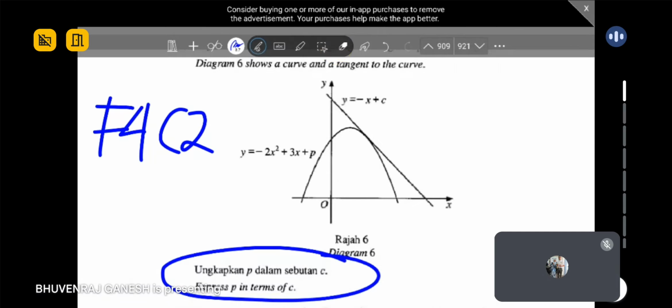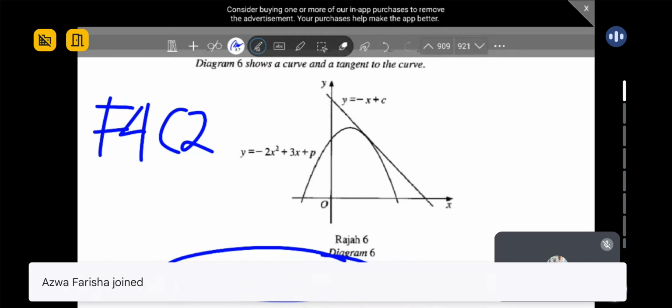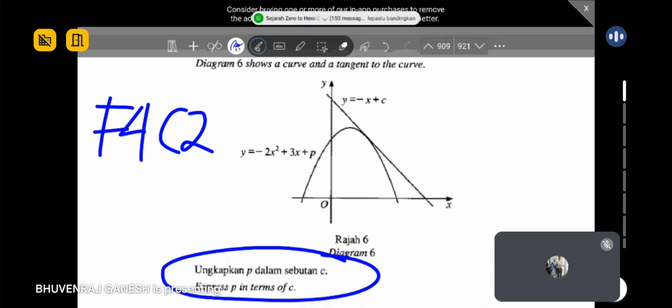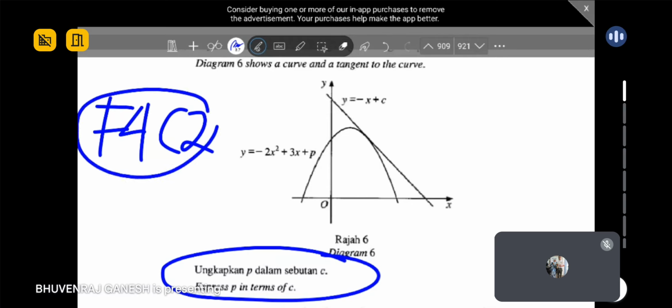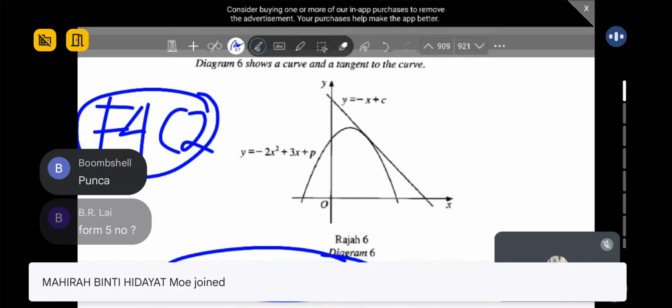Refer to the graph. Lihat graph dia. Apa kamu boleh kenal pasti dari graph ni guys? What can you identify when you look at this graph? Anyone? What is the concept? Nope. This one is Form 4 Chapter 2 guys. Form 4 bab 2 kita takkan bincang pasal kecerunan, tangent, apa-apa, tak ada. We won't discuss the gradient of tangent.